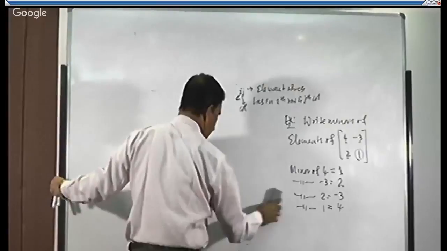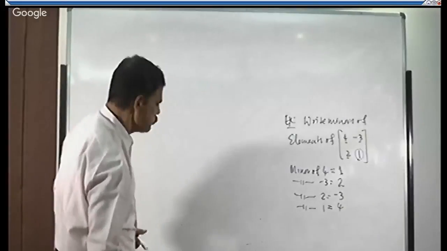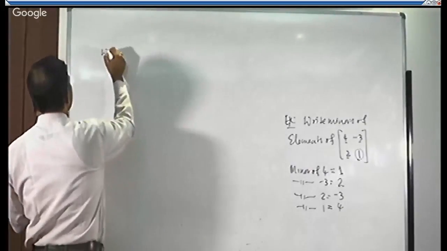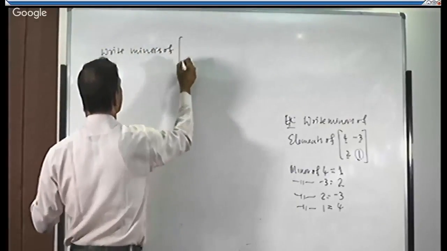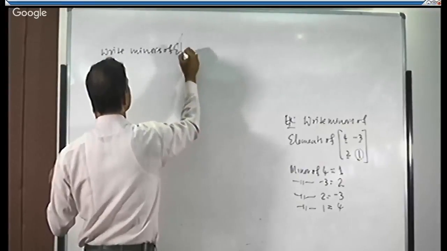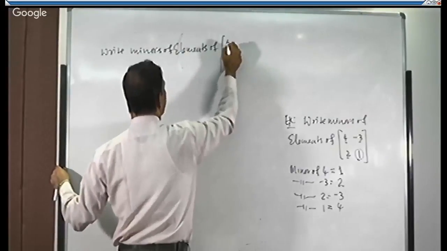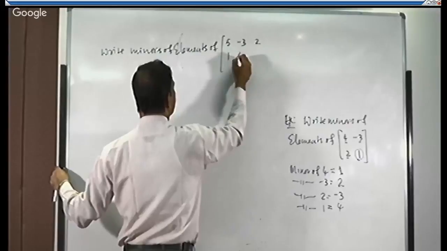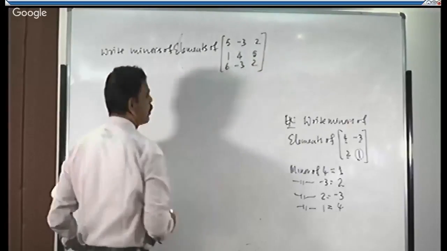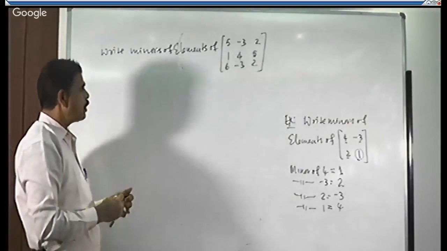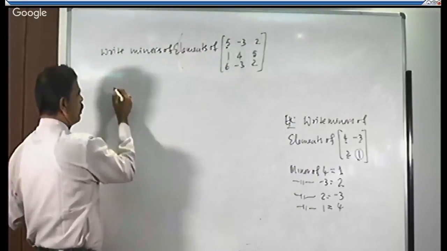Let us take a 3 cross 3 matrix. Write the minors of the elements of the matrix 5, -3, 2, 1, 4, 5, 6, -3, 2. This is a 3 cross 3 square matrix in which we can write the minor for all the elements.